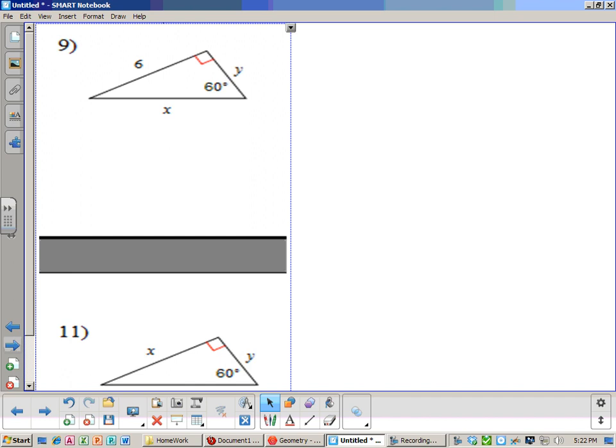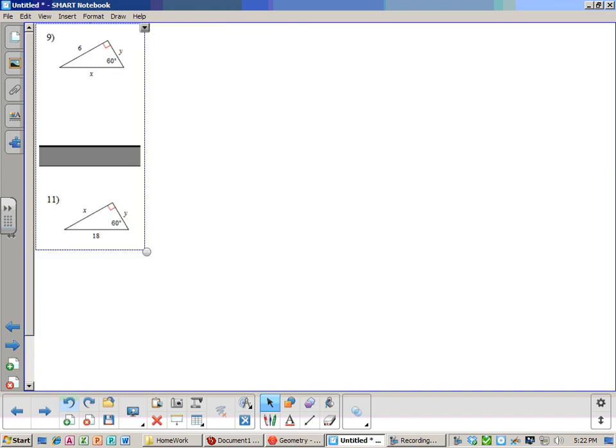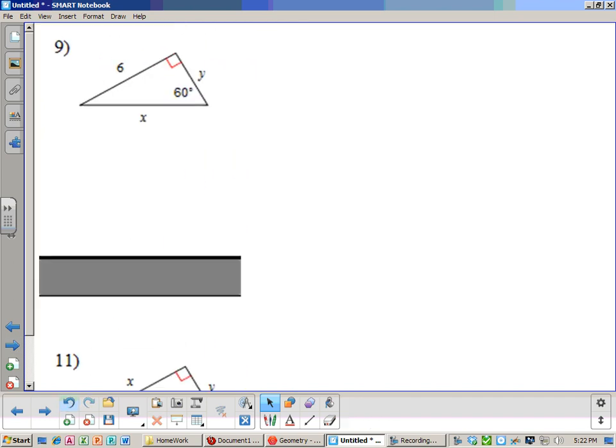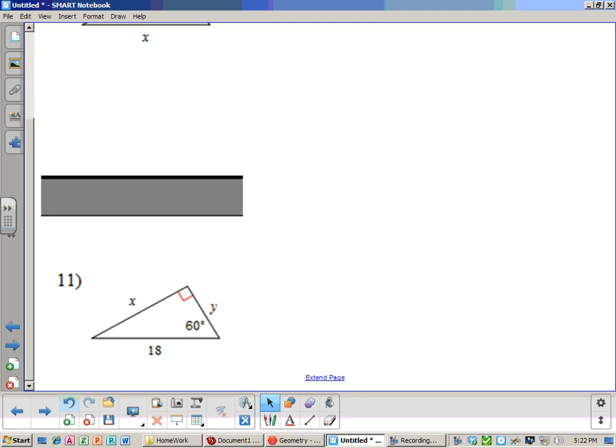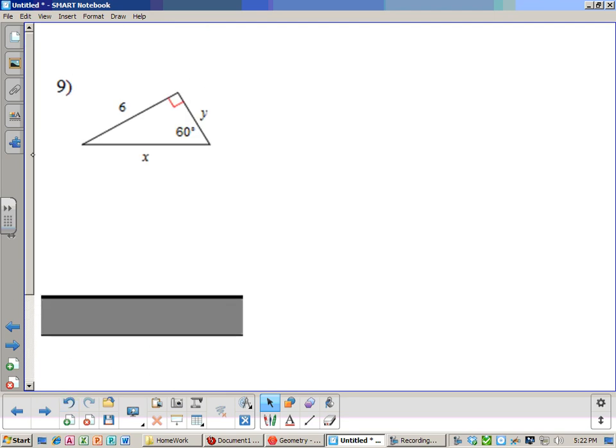Okay. Here's number 9. On number 9, I want you to see that this time they give you the medium side. Now don't forget your formula. The way the formula goes is this side's x, the hypotenuse is 2x, and the medium side is x square root of 3. This time they give you the x square root of 3.